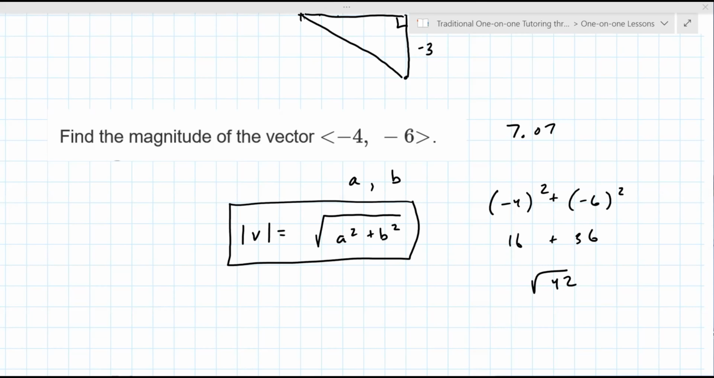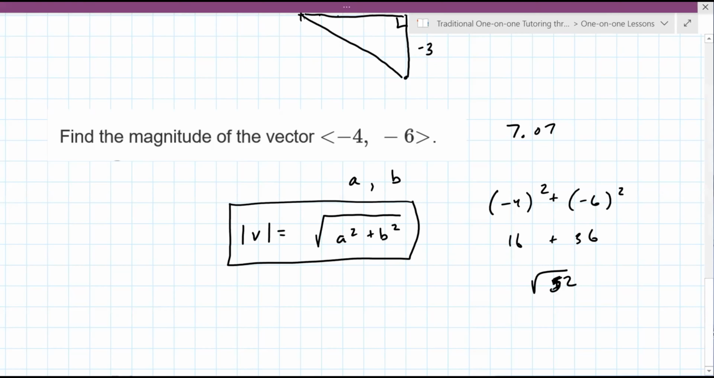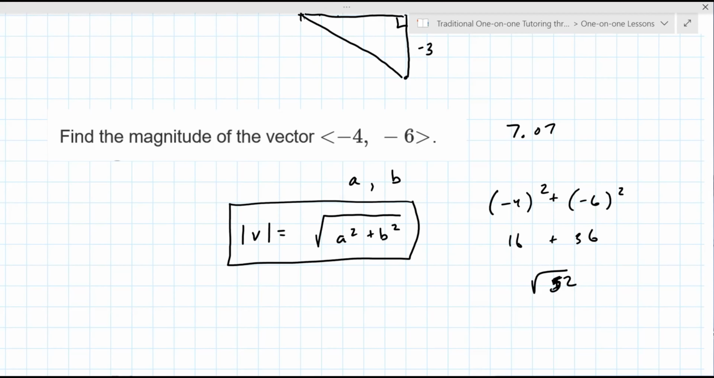It's 52. Anyway, good enough. That's my fault. I didn't add correctly. Oh, all right. Well, at least it's clear now.